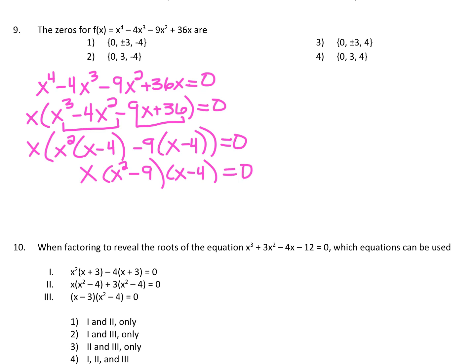All right, now it's up to you. You could make a t-chart from this point, or if you prefer to factor this further, you can. Either way, you get the same answer. So I'm going to actually factor this further using dots. So this would factor to x plus 3 times x minus 3. Okay, and then we'll take this x minus 4 and just bring it right down.